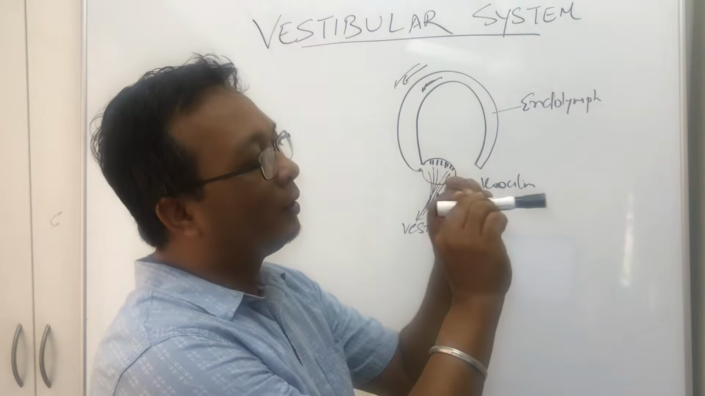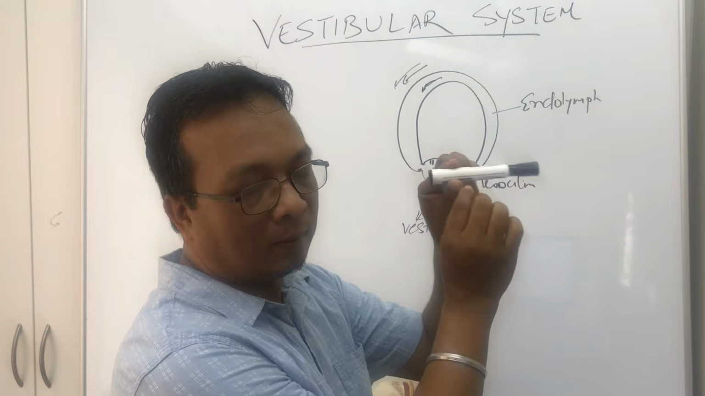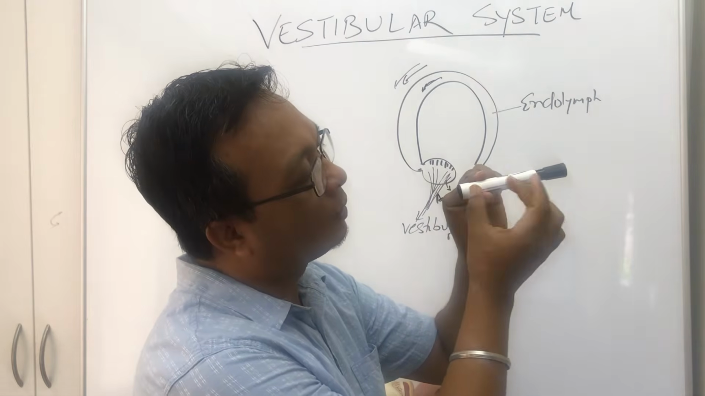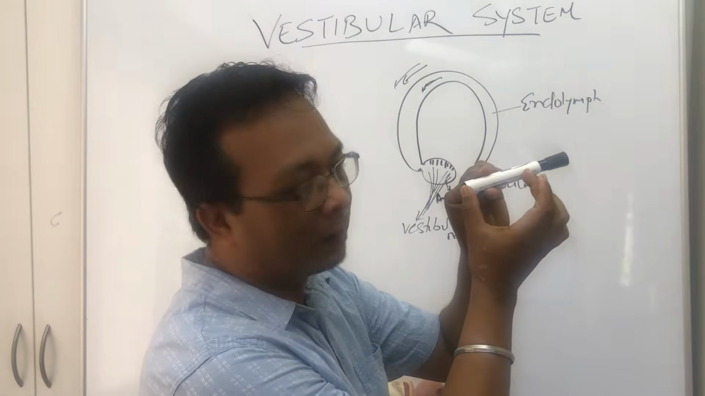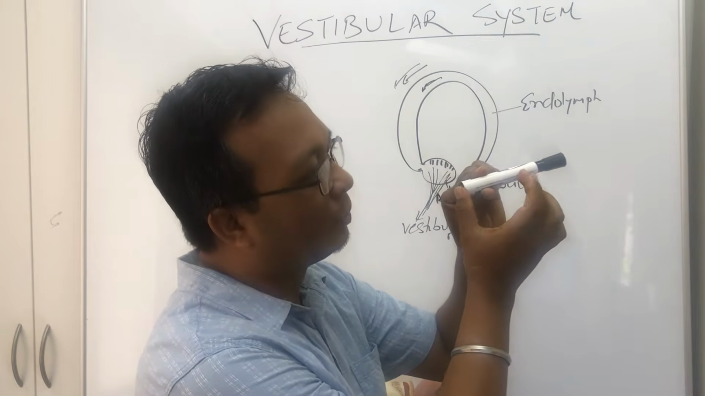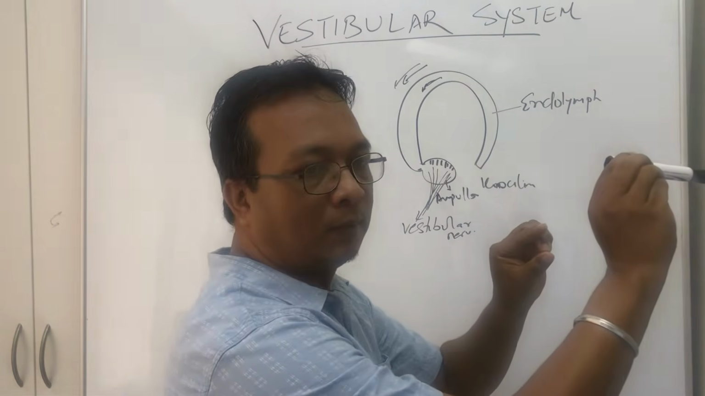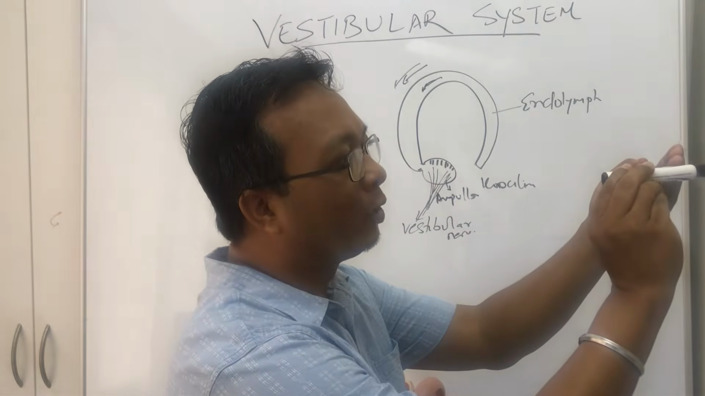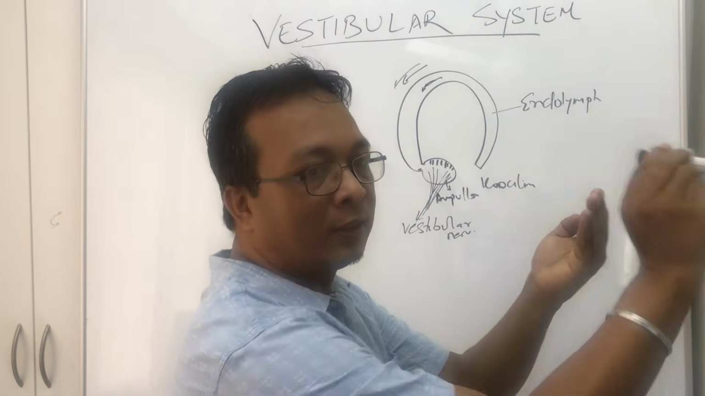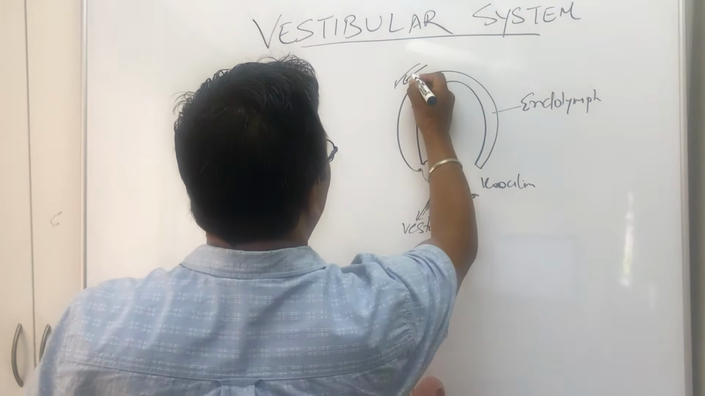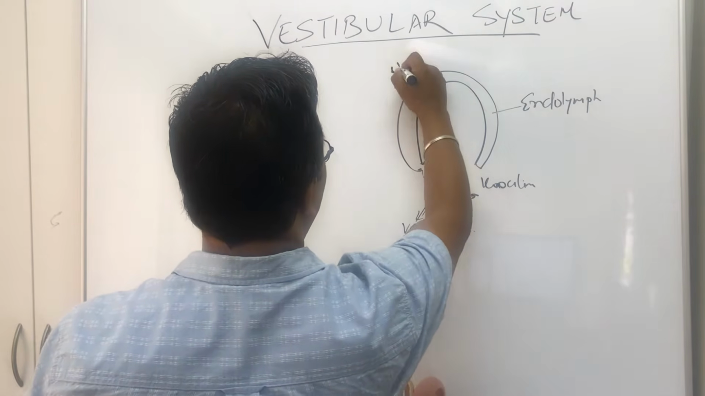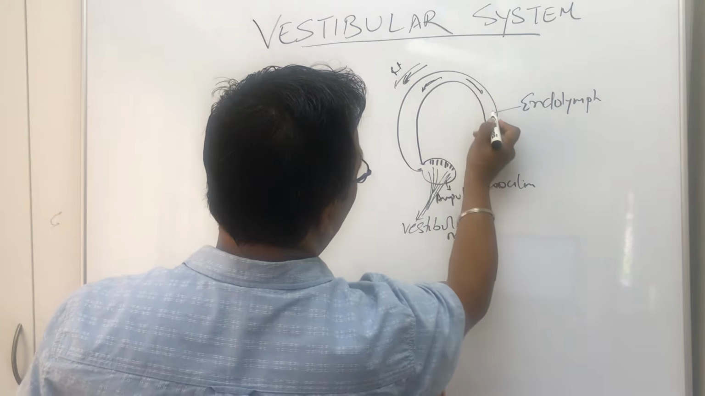If this is a bottle half filled with water, if there is half filled water in this tube, and if I move this tube in this direction, then the water will obviously come to the back side because of inertia. If I move this tube like this, water will come to the back side. So when we move our head to the right, suppose this is the right side, then the fluid will move this side.